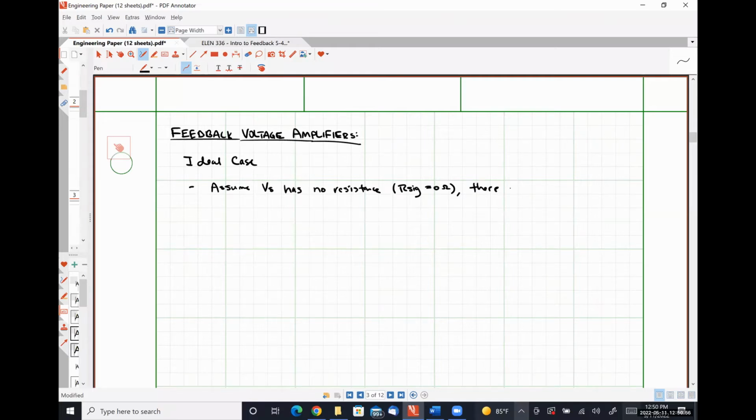There is no load connected, which means that RL is equal to infinity. And that our feedback network, which I'm going to call our K network, does not load the amplifier. So we're going to break this down effectively into two circuits that are connected together.